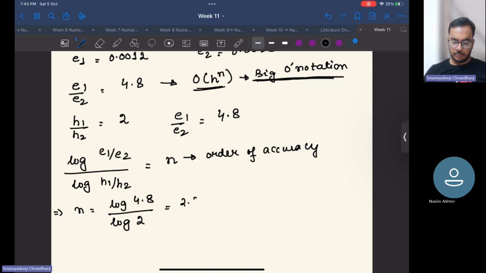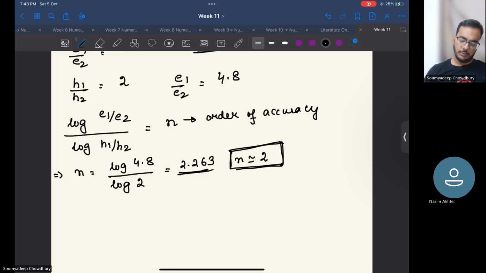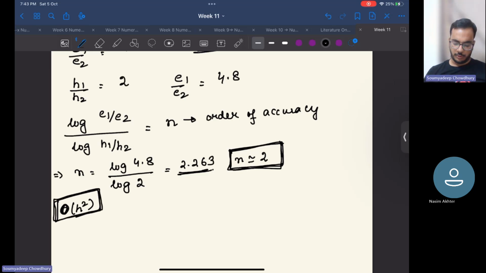N is coming around 2.263. We have to round it off to the nearest whole number, because the order of accuracy cannot be in decimal. So n is equal to 2. That means we can say our RK2 method is accurate up to O of h square. Is it clear or is more explanation required?